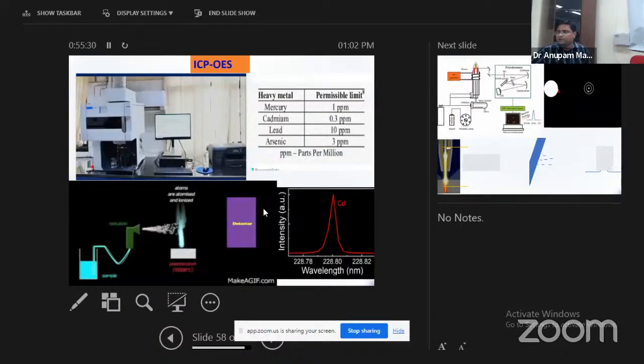There is the ICP-OES method for determination of heavy metals. These are the limits for the four marker compounds in the pharmacopoeia: mercury, cadmium, lead, and arsenic. The permissible limits are mercury 1 ppm, cadmium 0.3 ppm, lead 10 ppm, and arsenic 3 ppm. You can see here.